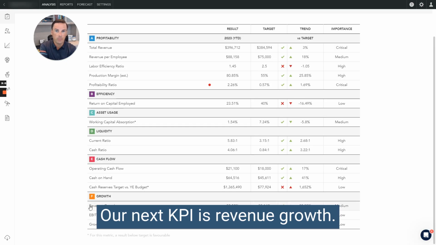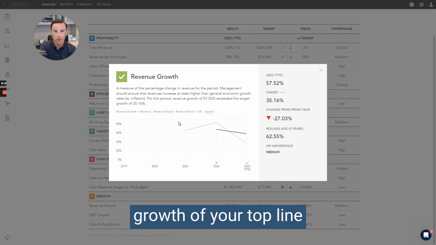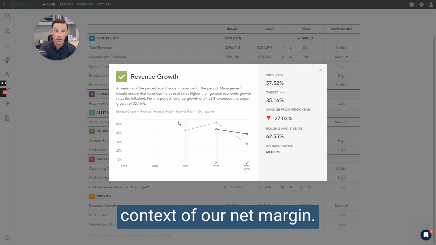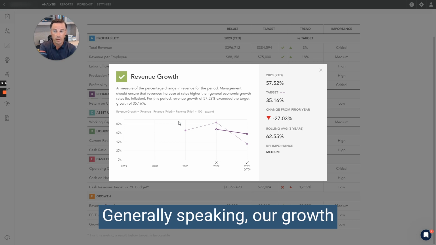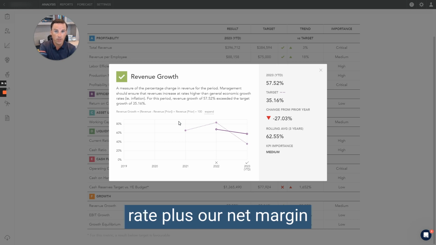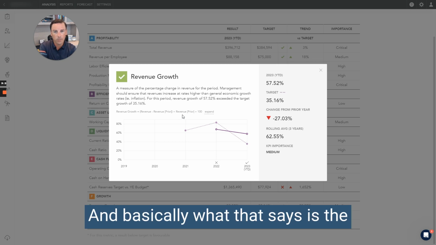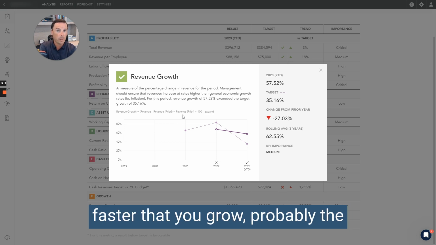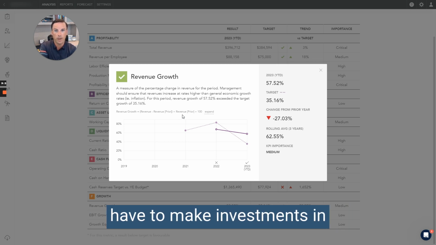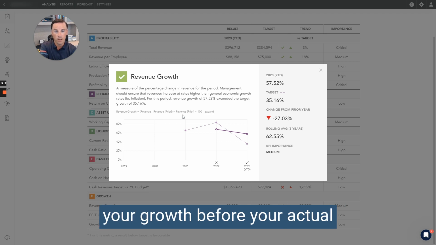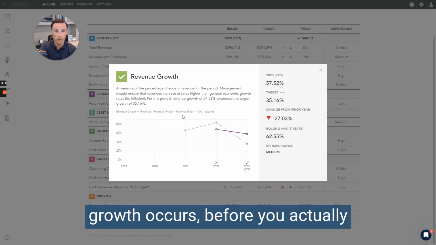Our next KPI is revenue growth. So what is the percentage growth of your top line revenue in your agency? It's a super important metric to understand how fast your agency is growing. And we also need to understand this within the context of our net margin. Generally speaking, our growth rate plus our net margin should equal about 40%. It's called the rule of 40. And basically what that says is the faster that you grow, probably the less profitable you're going to be. And the reason being is you have to make investments in your growth before your actual growth occurs, before you actually realize cash from that growth.